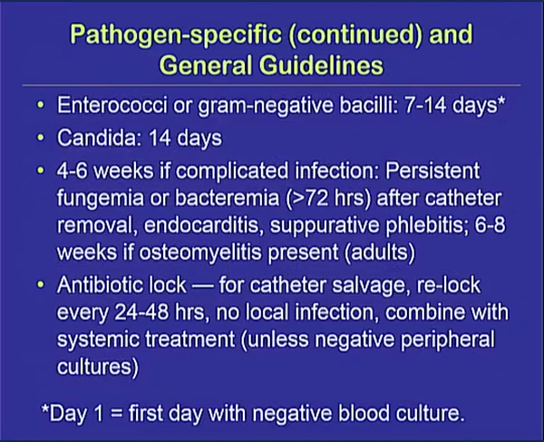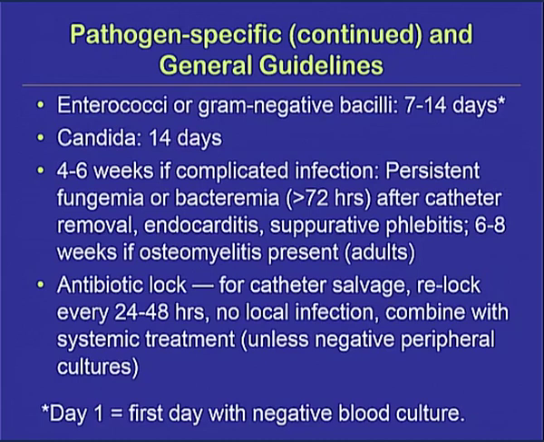I think the other place where it's worth calling an ID consultant is multi-drug resistant gram-negative bacteria, which can be very tricky in terms of what you use. They use colistin, they use combinations of therapy. All right, so continuing the pathogen-specific guidelines, most enterococcal and gram-negative line infections get treated for 7 to 14 days. Day 1 is the day of the first negative blood culture.